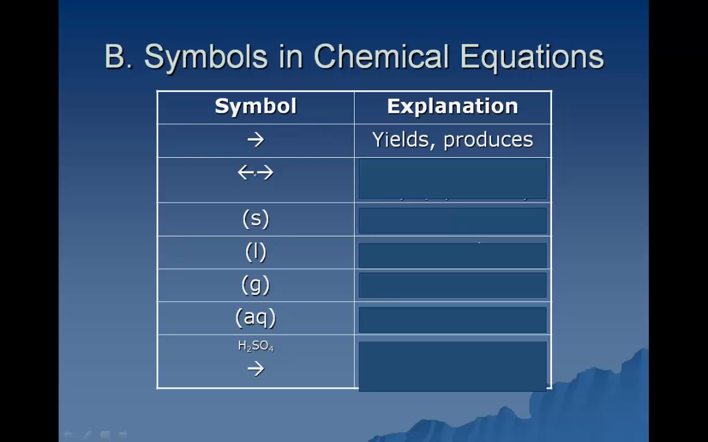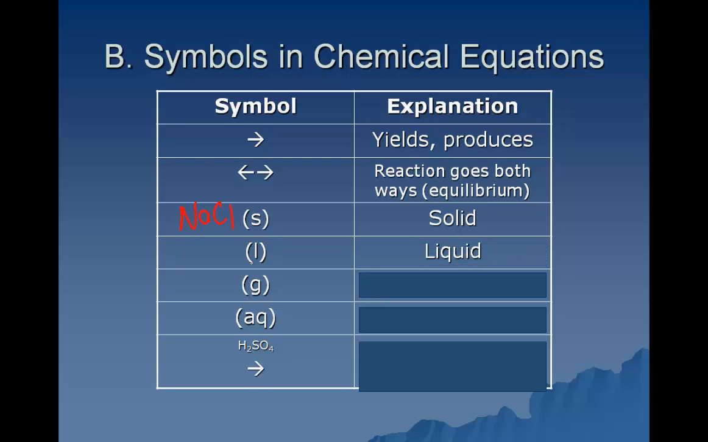If you see an arrow like this, it's got ends going both ways. That means that the reaction can go both ways. So we talk about that as being at equilibrium, and we'll deal with that in a later unit in more detail. If you see something like NaCl, the chemical, with an (s) in parentheses after it, that means that you have solid sodium chloride. If you saw NaCl with an (l) after it, that means that you have liquid sodium chloride. And if you saw something that had a (g) at the end, you got it, it would be a gas.